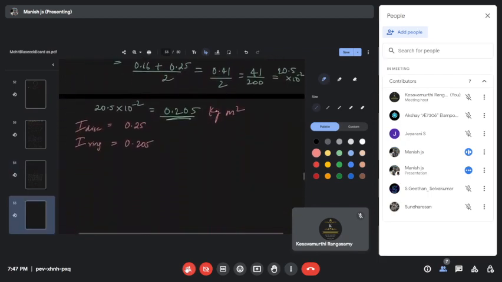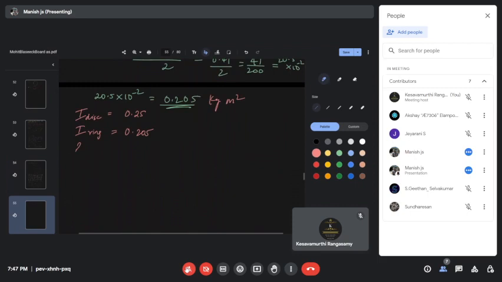So when you write the expression, by the law of conservation of angular momentum. Now who can tell me the formula for angular momentum?